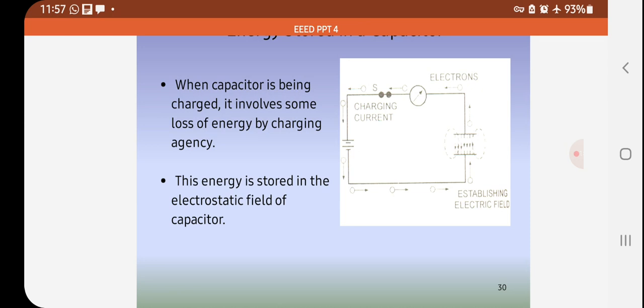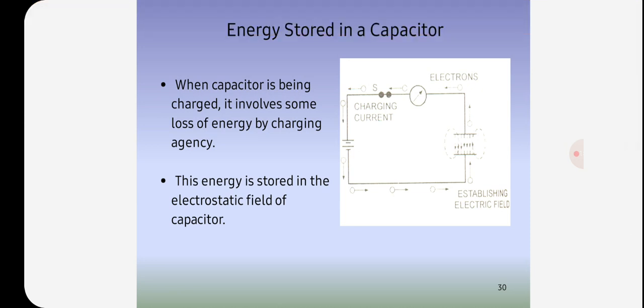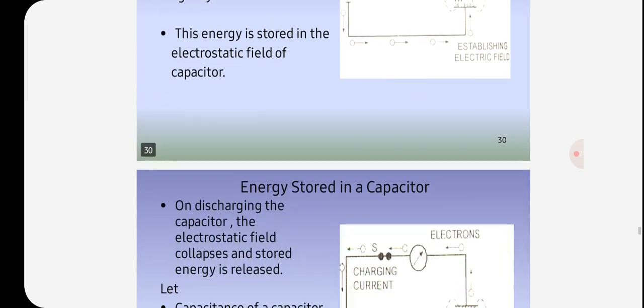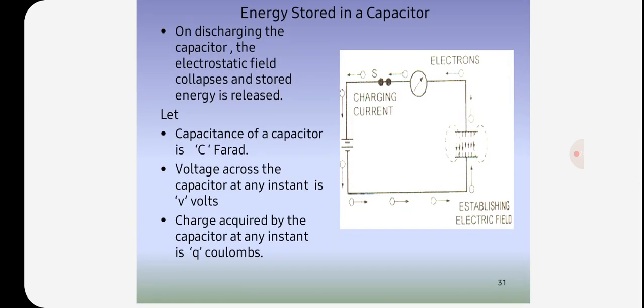Now, by definition of capacitance, C is equal to Q by V, so V is equal to Q by C. Now, if the charge of the capacitor is raised by a small amount dq coulombs, then the work done in bringing a charge dq to the plate of the capacitor is given by dW is equal to V dq, that is equal to CV dV. Here q is equal to CV.